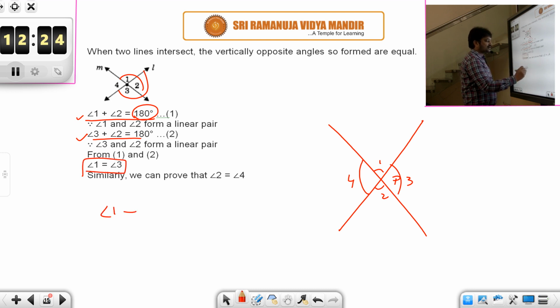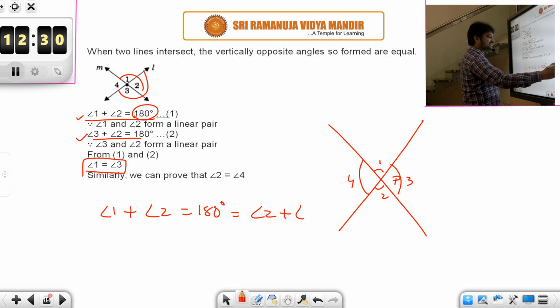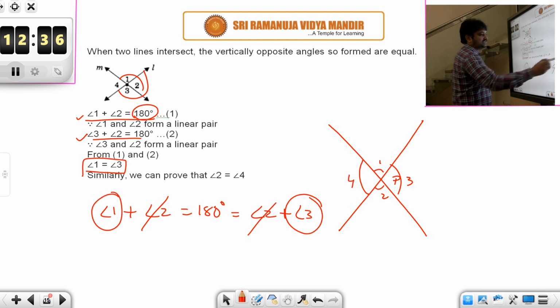Why? Because you have got angle 1 plus angle 2 is equal to 180 from 1, and you have got angle 2 plus angle 3 is also 180. So obviously these two are equal, and you will be left with angle 1 is equal to angle 3. Similarly, you could prove that 2 and 4 are also equal.